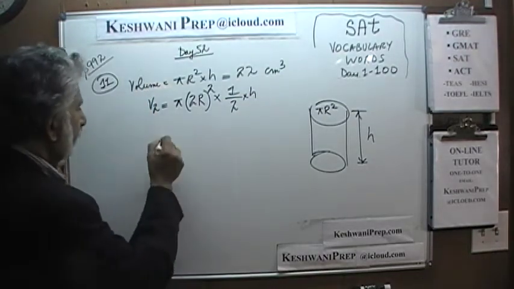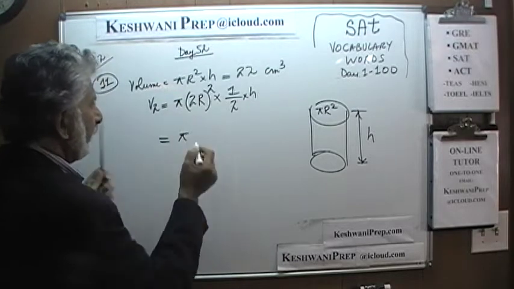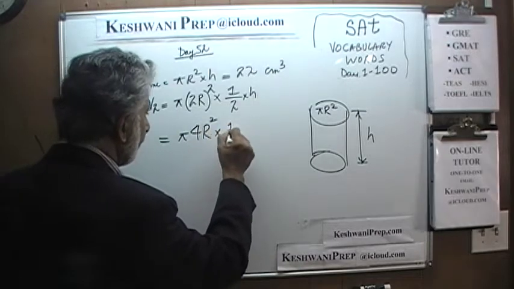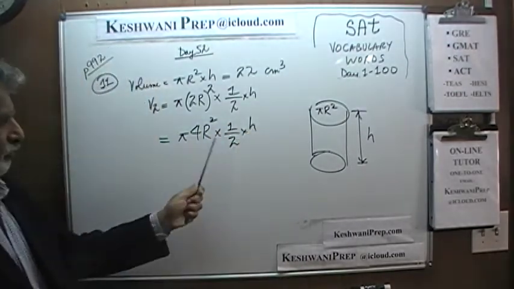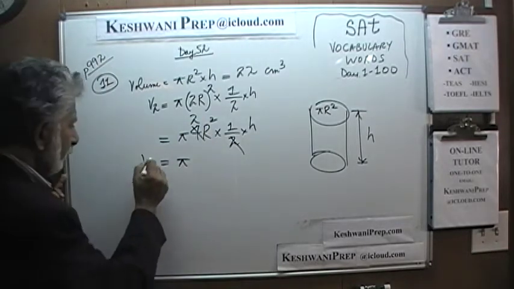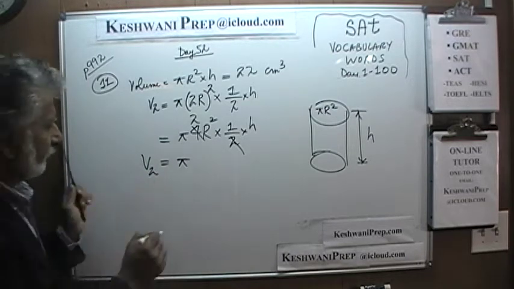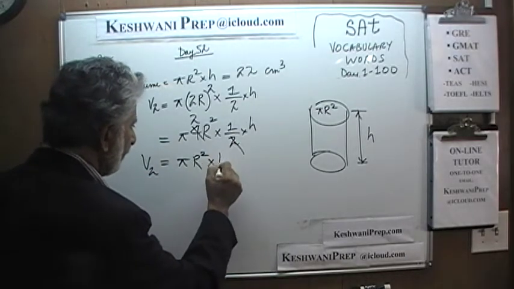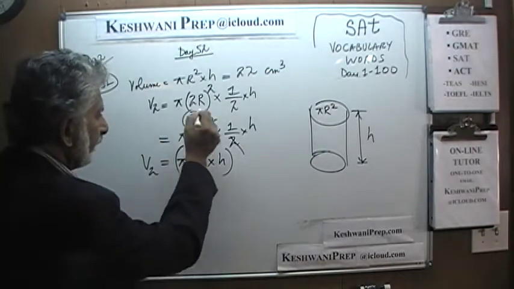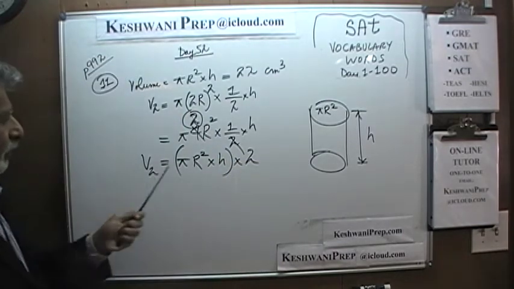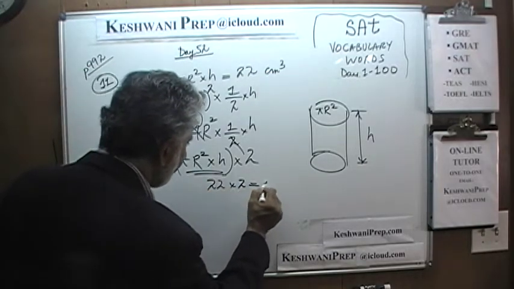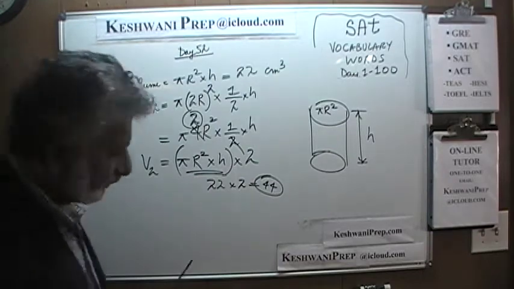Let's find out, shall we? So we have our pi. When we open the parentheses, we're going to get 2 squared is 4, 4r squared times half times h. This 2 is going to cancel out with that 4. And what we find is that the volume of this new guy is simply pi r squared times h, which is the same as the volume of this one, times 2. But we already know the volume of the previous one was 22. So it's simply 22 times 2, which is 44. And that's answer choice D.